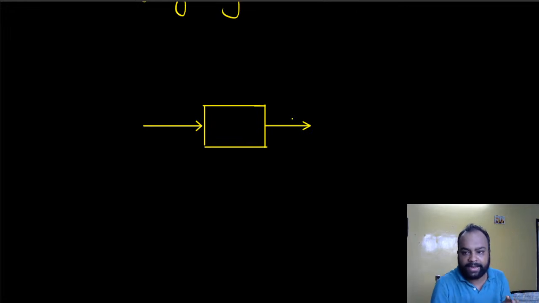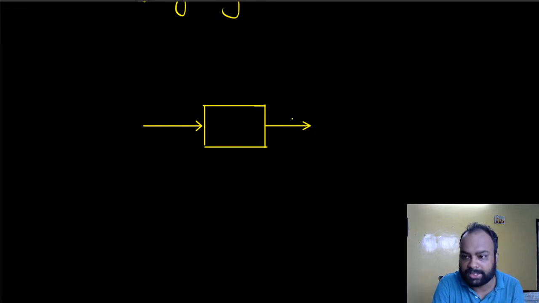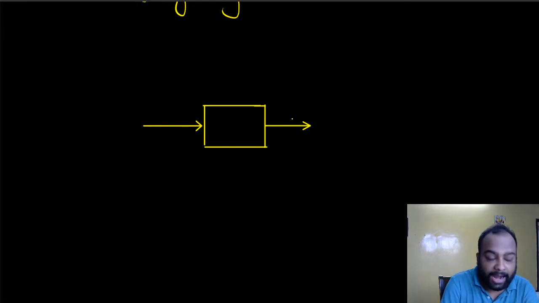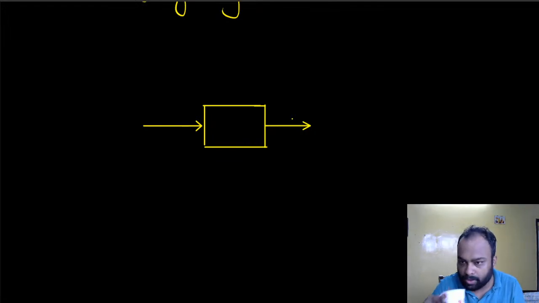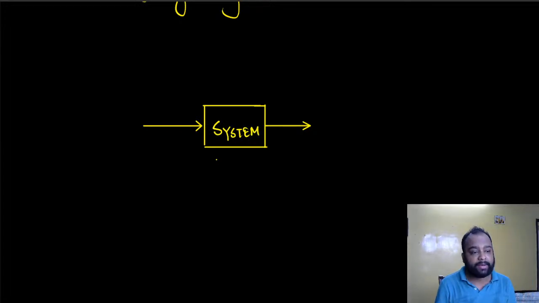Here I am representing a system with a rectangular box, and then I have inputs to the system and outputs from the system. For our particular purpose, we are considering single input, single output systems. So all our systems have one single input and one single output. So now here, this is the system. Again, what we are saying is that we are abstracting everything at a very high level.